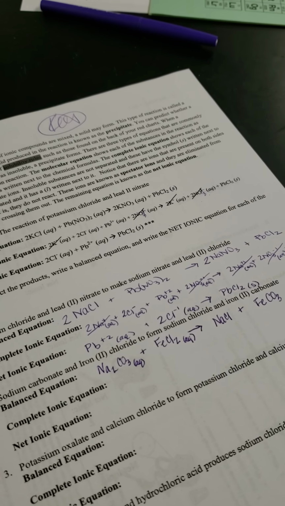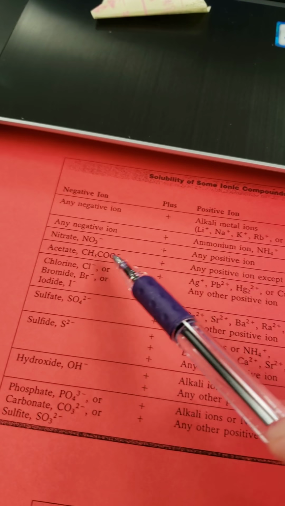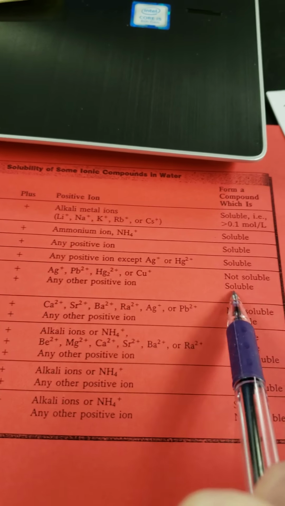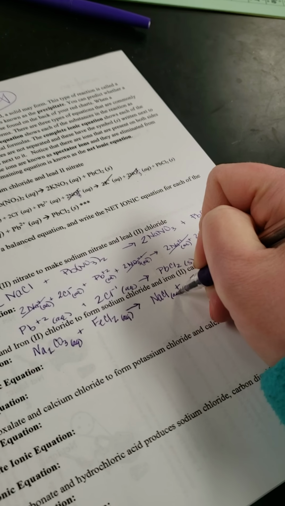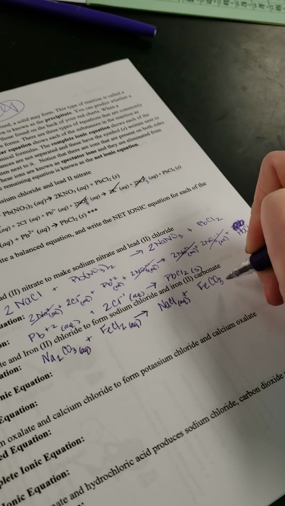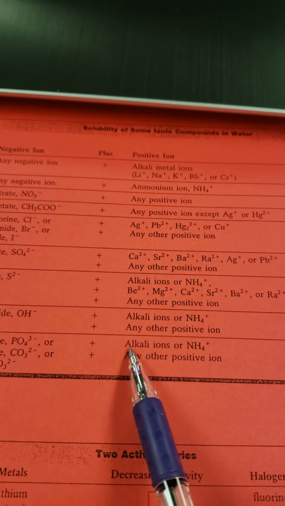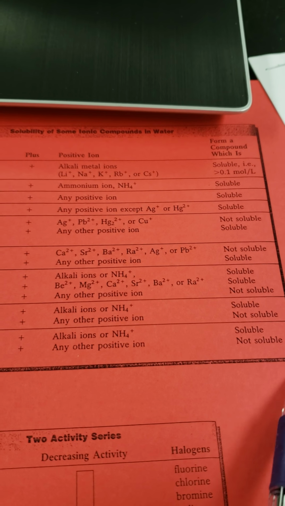NaCl. So sodium chloride, we look for chlorine again. Chlorine, sodium is an alkali ion, it's not on this list, so it's anything else, so it's soluble. So I go back over here to our NaCl, write AQ. And then we look for iron(II) carbonate. Carbonate with alkali ions or ammonia is soluble, but anything else is not soluble.